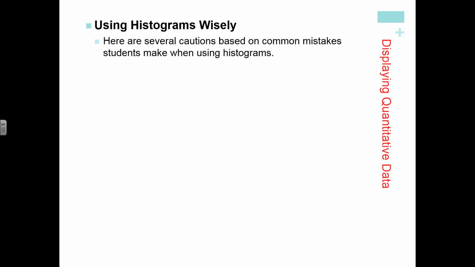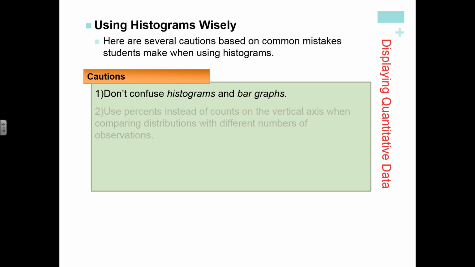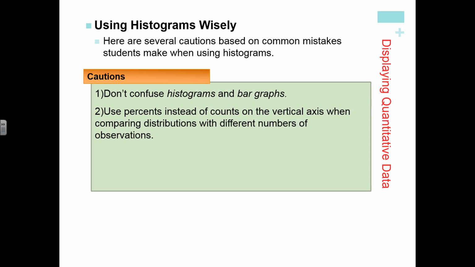Now, you want to make sure you use your histograms wisely, because we will make a lot of histograms in this class. You don't want to confuse a histogram with a bar graph. A histogram touches, a bar graph doesn't. All right, a histogram will show you the shape a lot better than the bar graph will. And not only that, your histogram is broken into classes or bins or groups where your bar graph is not. You want to use percents instead of counts on the vertical axis if possible when you're comparing distributions that have different numbers of observations. If you weren't comparing two different distributions, or you had the same number of observations, you could use counts, but generally we try to use percents.